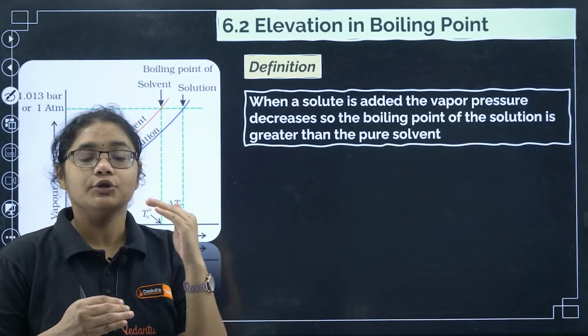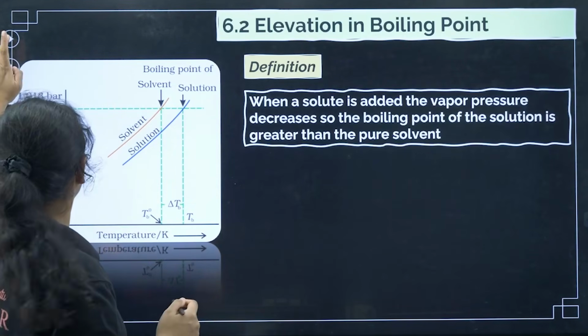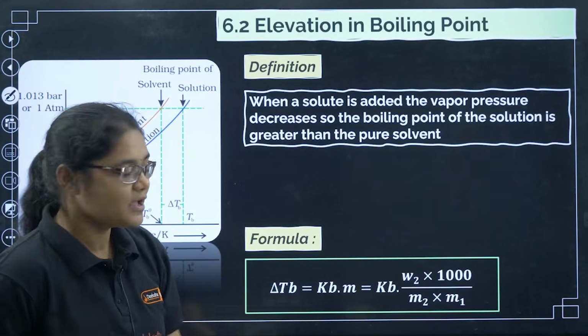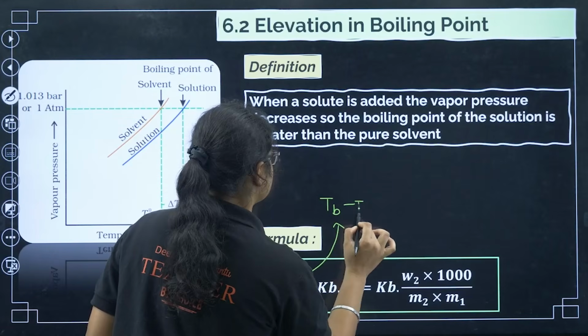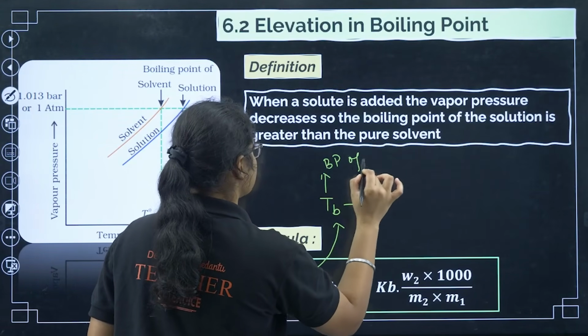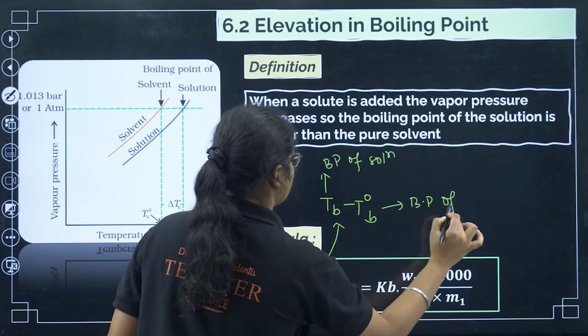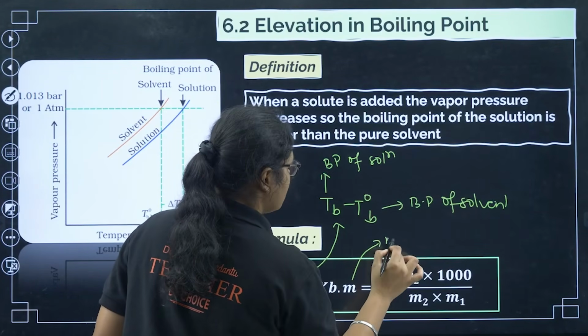Next colligative property is elevation in boiling point. Whenever you add a solute, the boiling point increases. And how do we represent it? The formula is delta TB is equal to KB dot M. What is delta TB here? Delta TB is TB minus T naught B. What is TB? Boiling point of solution. What is T naught B? Boiling point of solvent. KB is the constant and M is molality.